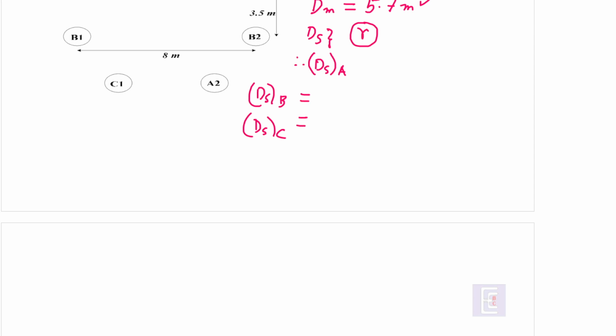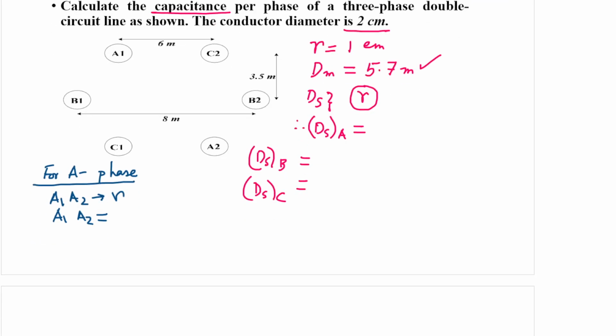These three we will calculate. Now as far as phase A is concerned, let me figure out how many possible distances there are. So for A phase, we have A1, which is nothing but the radius of the conductor, and we have A1, A2, which is this distance. How will you calculate it?